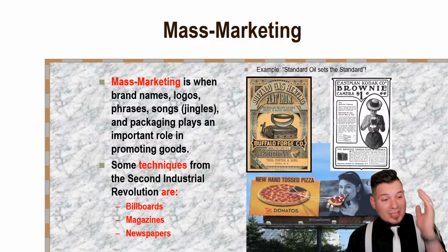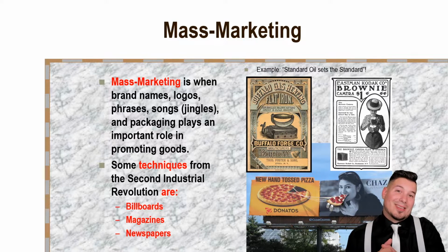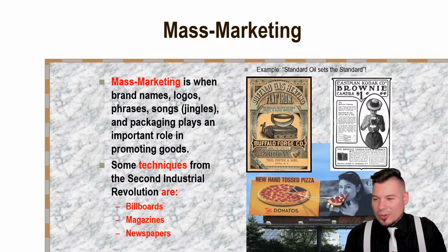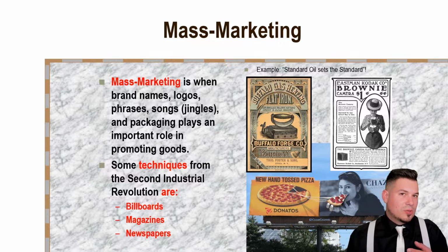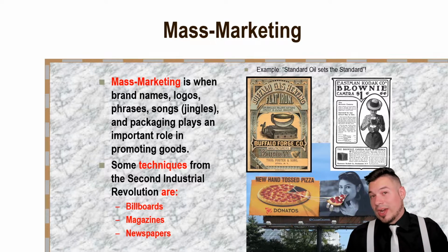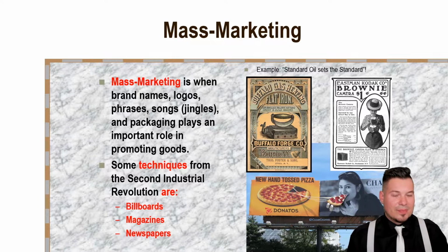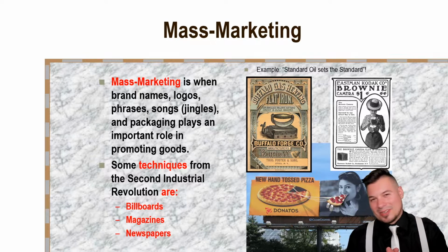It makes it so when you see something, right away you know what it is. Like the swoosh on the Nike symbol, that you know right away is Nike. So the techniques they used back then are billboards, magazines, newspapers, and so on. Eventually, in the 1920s, that changes to radio, and in the 1950s, that changes to television. But not quite yet, not during the Second Industrial Revolution.